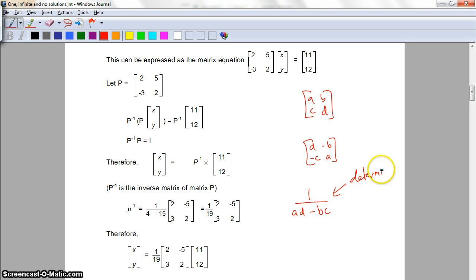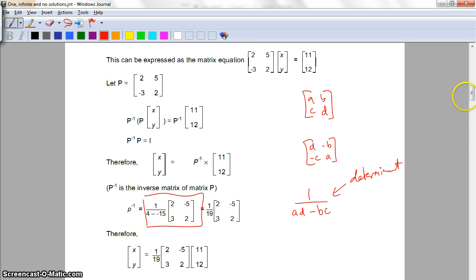Determinant, I don't even know how to spell it, but whatever. It's 1 over AD, so 2 times 2, which is 4, minus 5 times negative 3, which turns out to be 1 on 19. Okay, so that's the inverse. All of that there is the inverse.